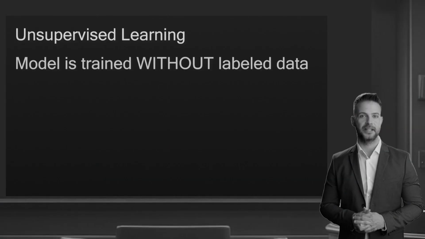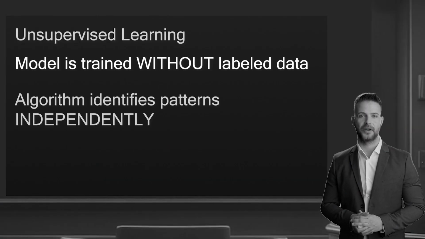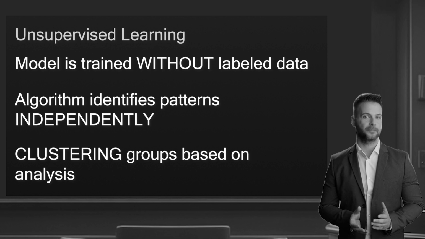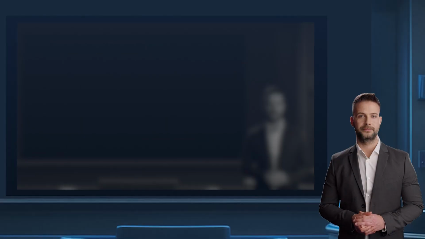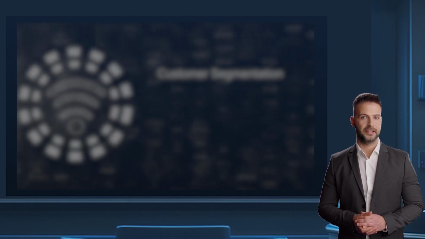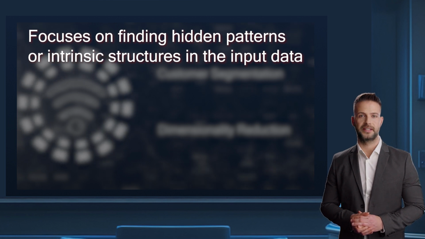In unsupervised learning, the model is trained on data without any labels. The algorithm seeks to identify patterns and relationships in the data independently. Unsupervised learning is often used for clustering, which is grouping similar data points together. So unlike supervised learning, where the model learns from input-output pairs, unsupervised learning focuses on finding hidden patterns or intrinsic structures in the input data.